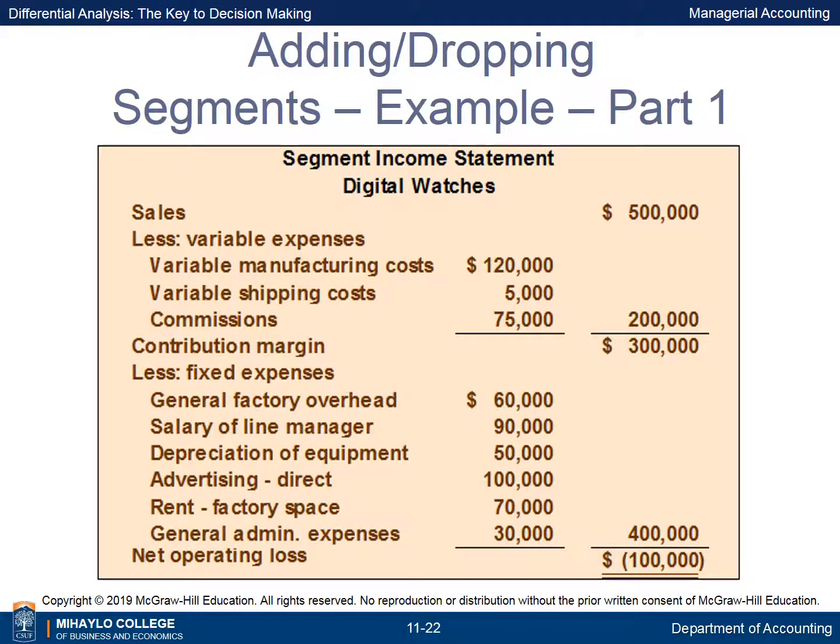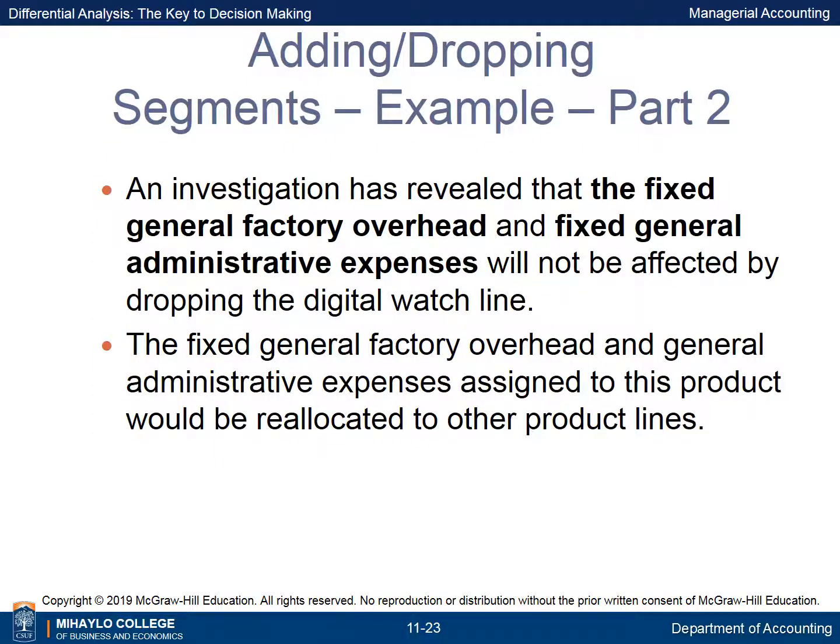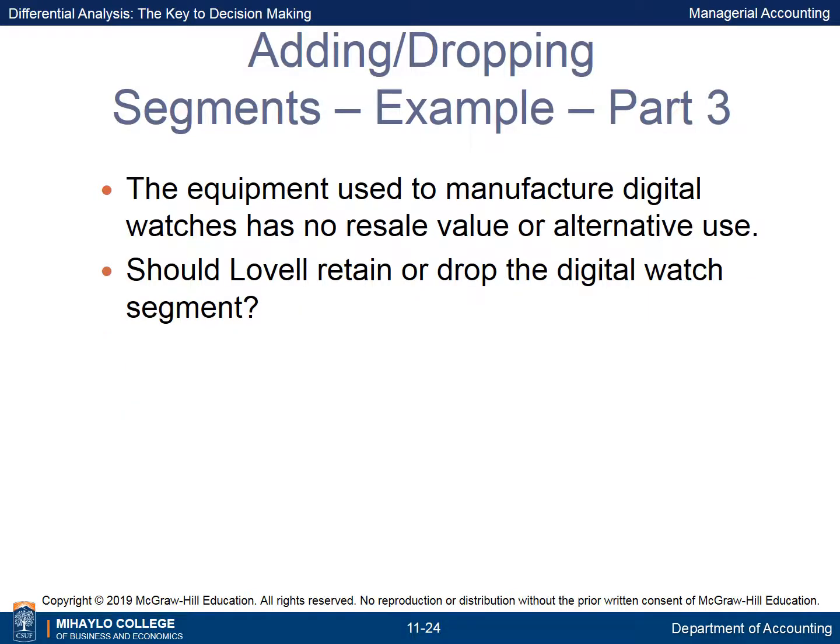The segmented income statement for the digital watches line is as shown. Total contribution margin is $300,000 and net operating loss is $100,000. An investigation has revealed that the fixed general factory overhead and fixed general administrative expenses will not be affected by dropping the digital watch line. The fixed general factory overhead and general administrative expenses assigned to this product would be reallocated to other product lines. The equipment used to manufacture digital watches has no resale value or alternative use. Should Lovell retain or drop the digital watch segment?